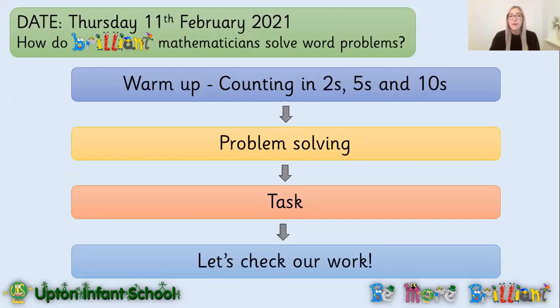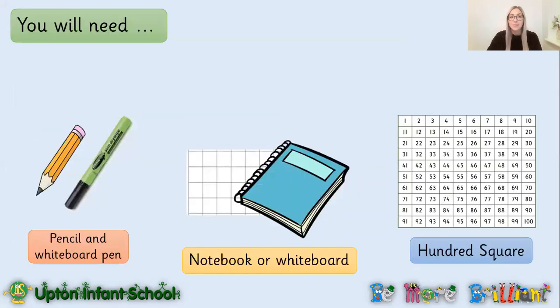Okay, so let's have a little look. Today is Thursday, the 11th of February 2021, and our learning objective today is: how do brilliant mathematicians solve word problems? So for our warm-up, we are going to count in 2s, 5s and 10s today. Then we are going to do some problem solving, then we're going to do our task, and then right at the end we will check our work.